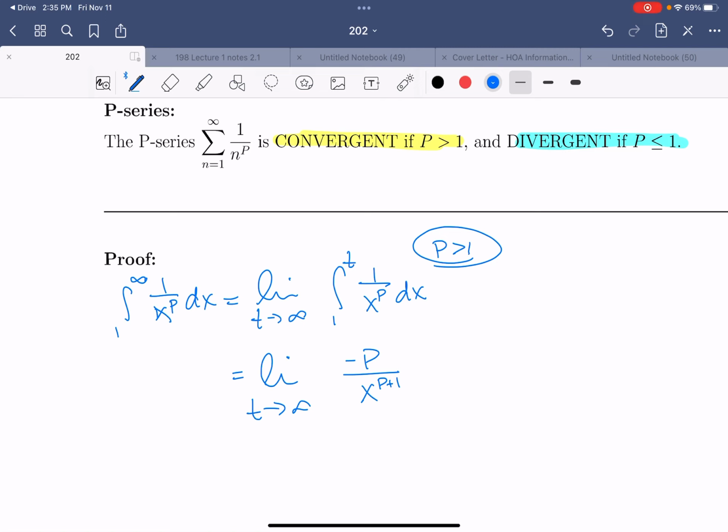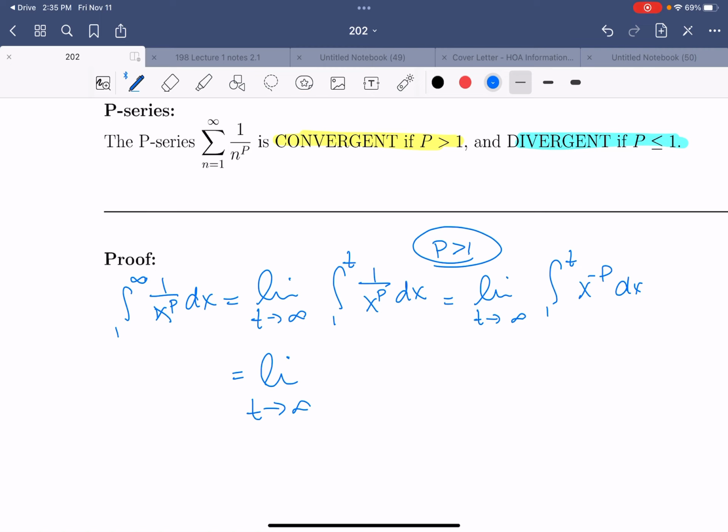And that's because this is essentially the same as the limit as t goes to infinity of the integral from 1 to t of x to the minus p. So this is wrong. Hold on, let me fix it. So what we get, this is why we take our time, dx.